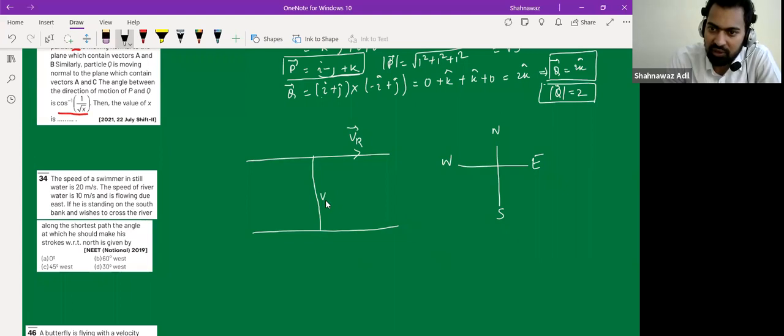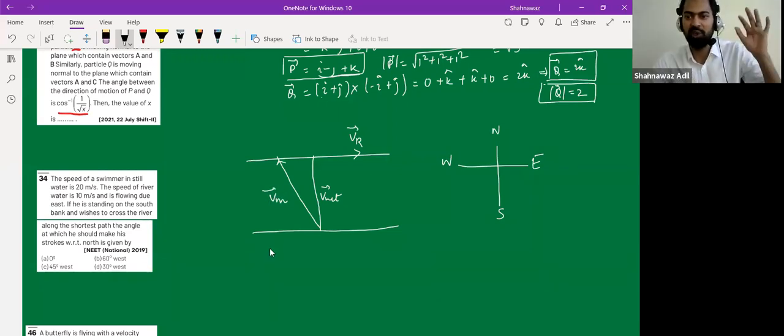So this is V net, right? And if he is standing and wishes to cross the river along the shortest path, the angle at which he should make his stroke with respect to north is given by, right? So he is making some angle with respect to north, right?